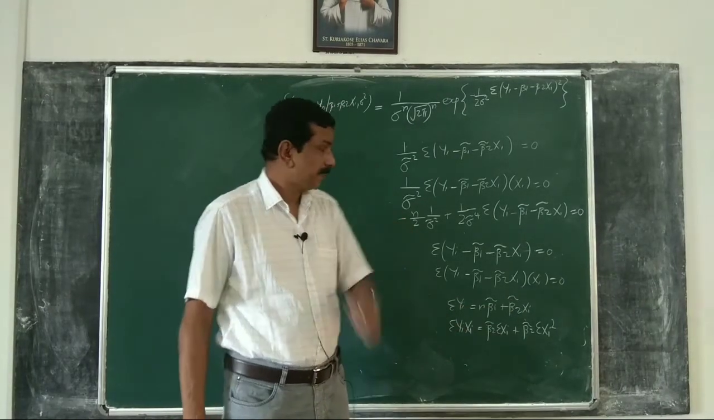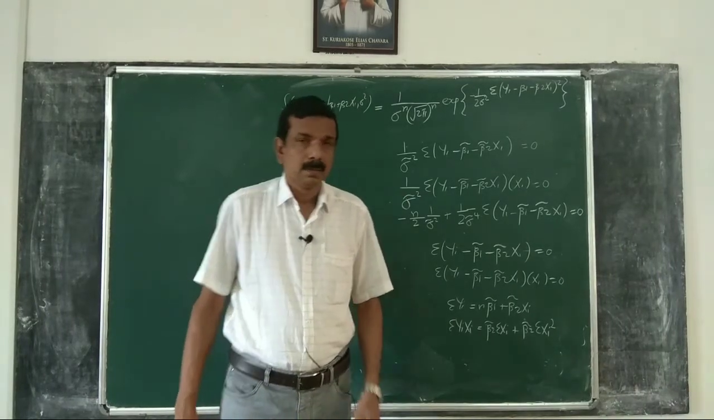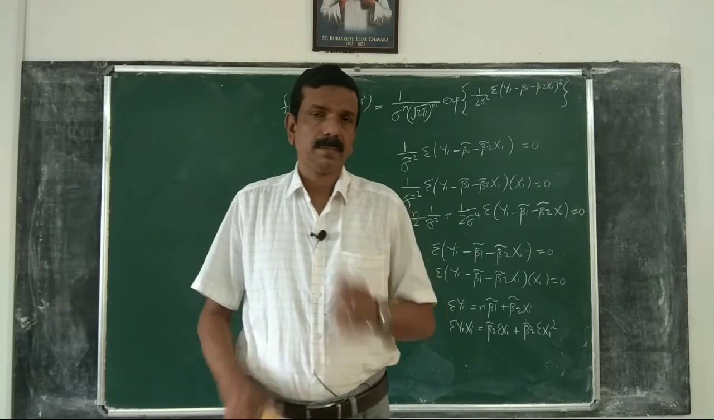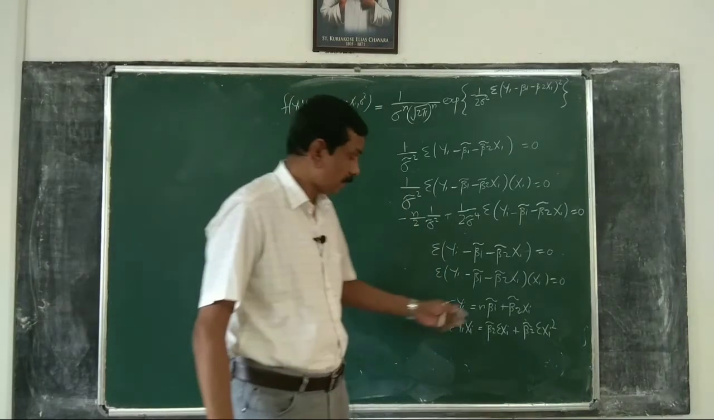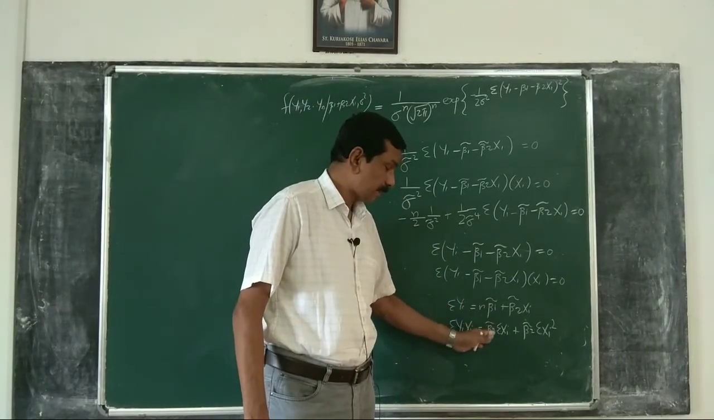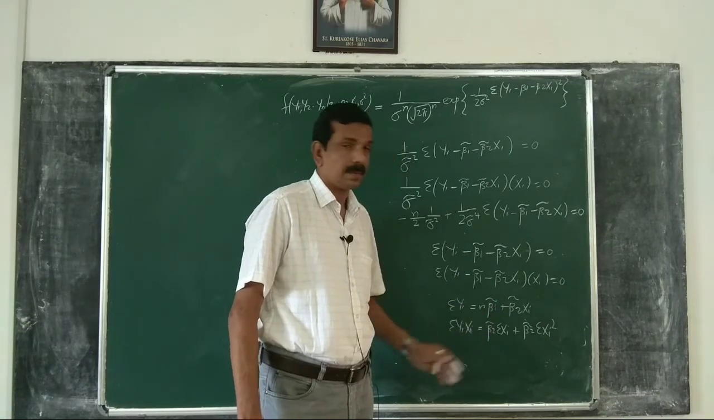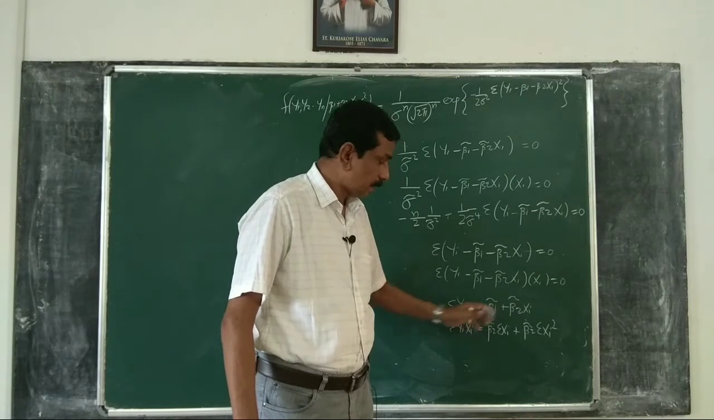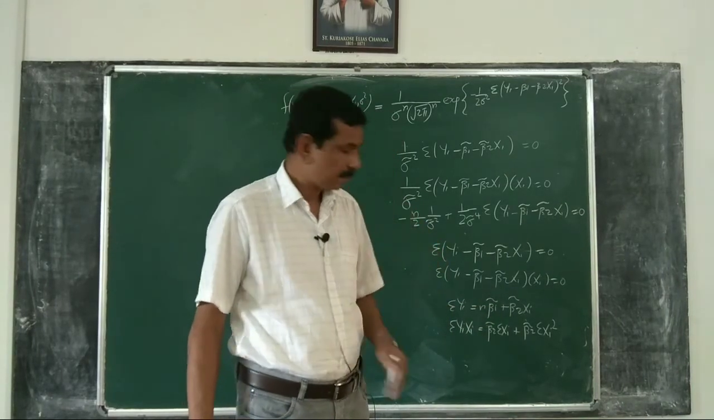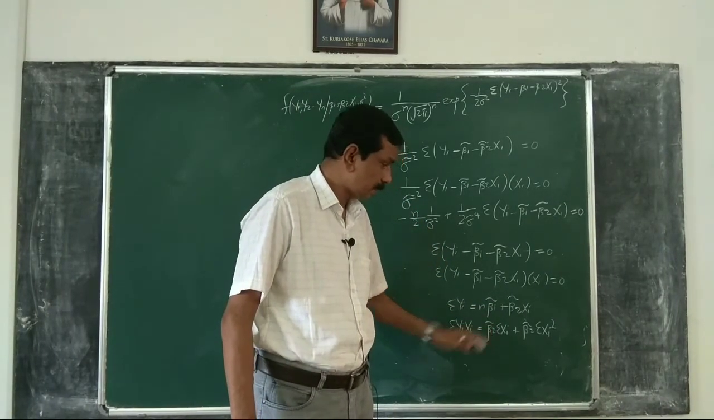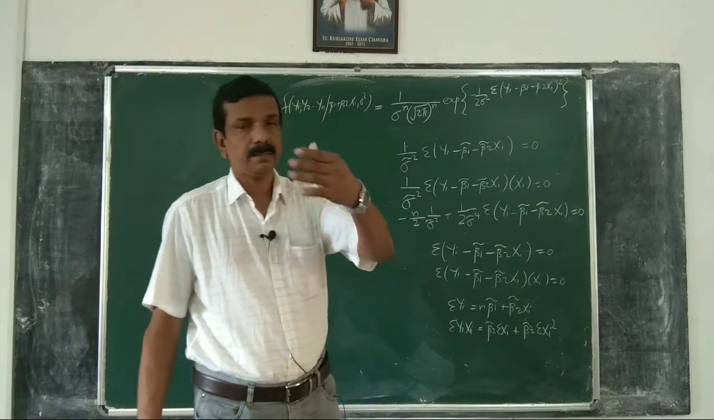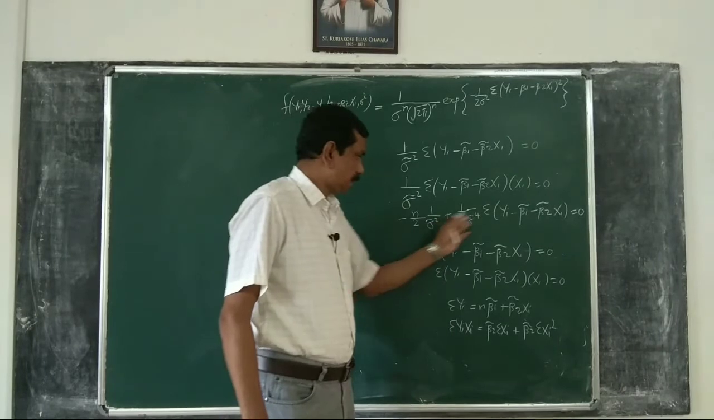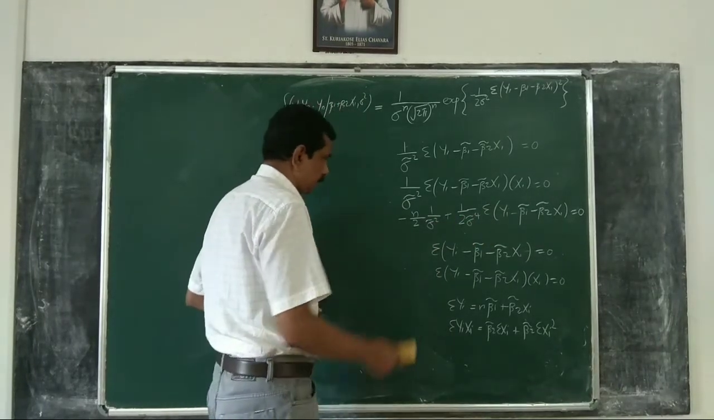So it follows that the OLS estimators of beta 1 and beta 2 are the same as the ML estimators of beta 1 and beta 2, because beta tilde 1 is equal to beta 1 hat, beta tilde 2 is equal to beta 2 hat. So OLS and ML estimators are the same. Now let us consider the third equation.